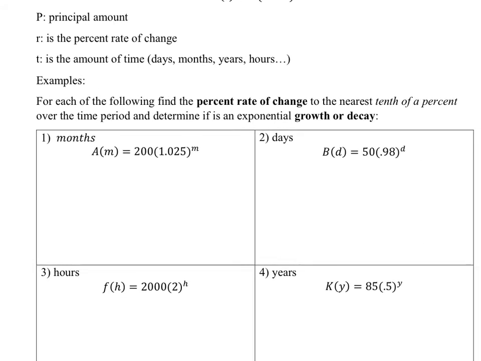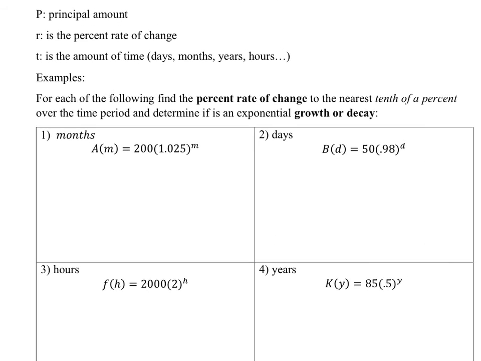So the first thing that I want you to look at is the percent rate of change. Can you find it just by looking at a formula? So for each of the following, find the percent rate of change to the nearest tenth, and determine if it is exponential growth or decay. So that's the basic idea. We're going to break apart these formulas and look at all the different pieces. We'll be solving for each of the pieces. And then, it'll be super fun.